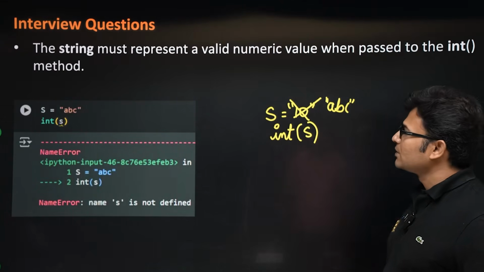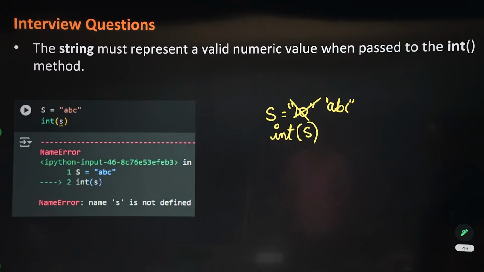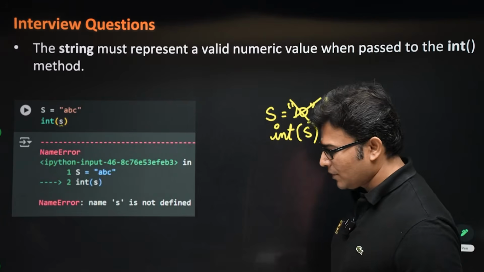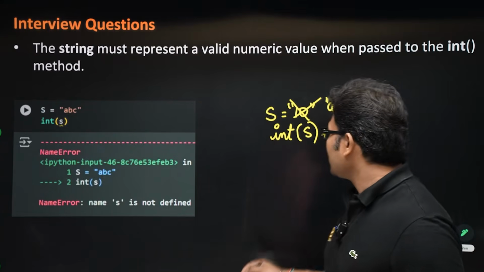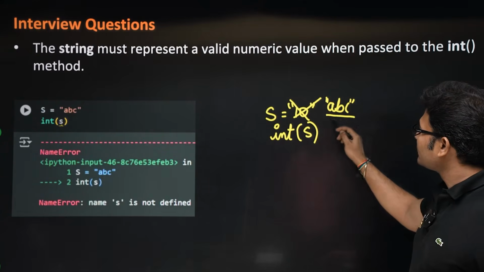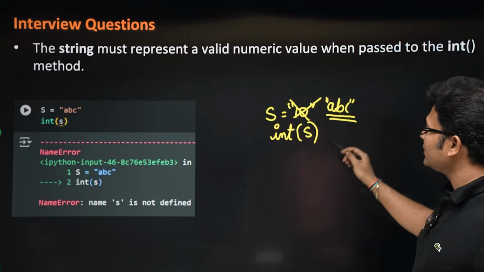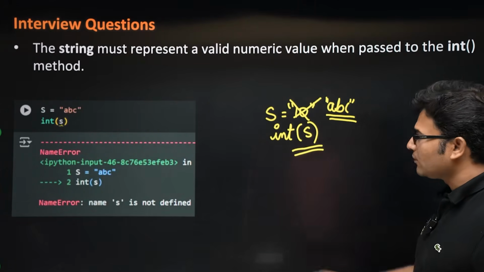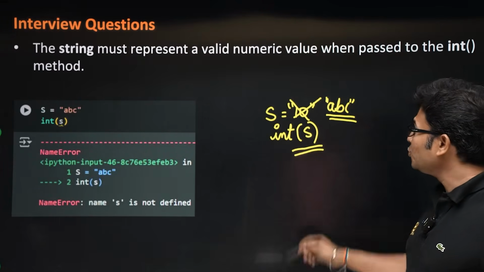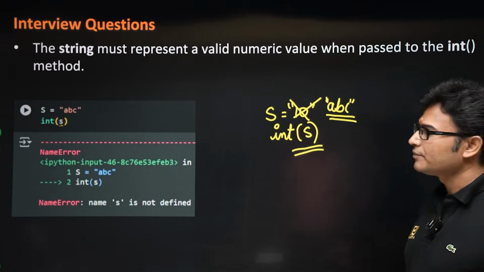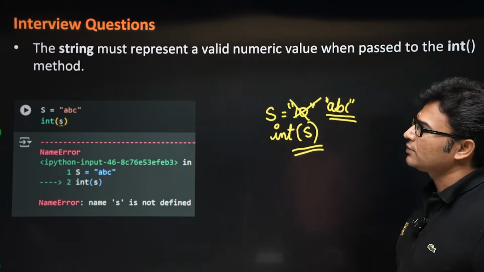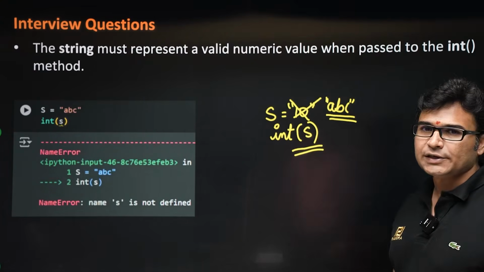if s is ABC, and if you are trying to convert it into an int, there will be a problem. Okay. You cannot convert a string into an int directly, explicitly or implicitly. You cannot do that.